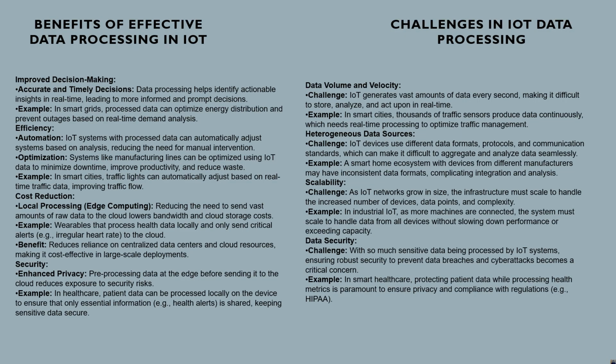Here on the slide, you can see the benefits of effective data processing in IoT and the challenges faced in IoT data processing. The benefits of effective data processing are improved decision making, efficiency and cost reduction, local processing and security. Coming to the challenges faced, they are data volume and velocity, heterogeneous data sources, scalability, and data security. These are the challenges faced in IoT data processing.